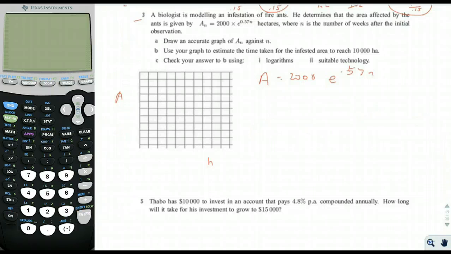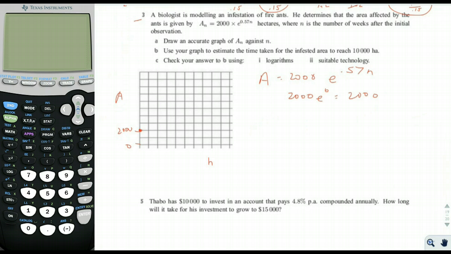So let's see. The first value of a is going to be when n is 0, which would be 2,000 e to the 0, which is 1, so it's going to be just 2,000. So the initial value of a is going to be 2,000. So let's say this is 0, this would be 2,000. So the initial value is going to be right there.